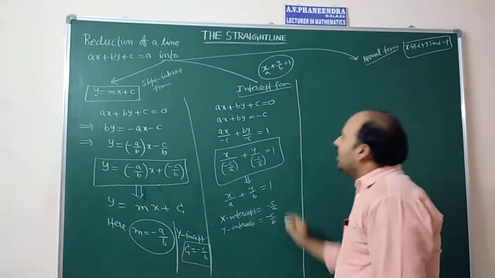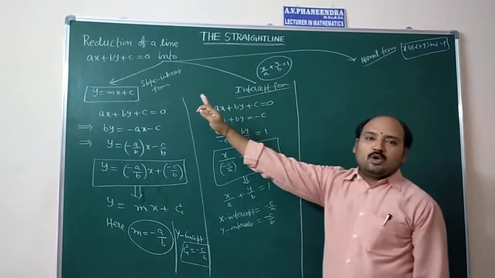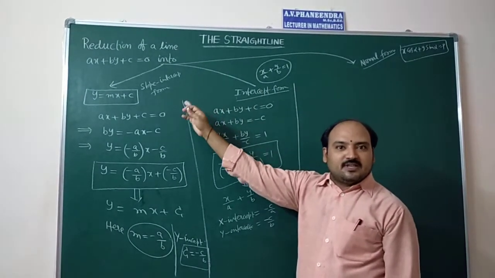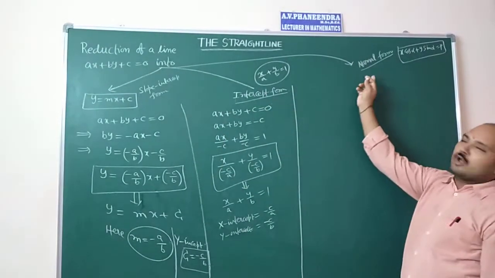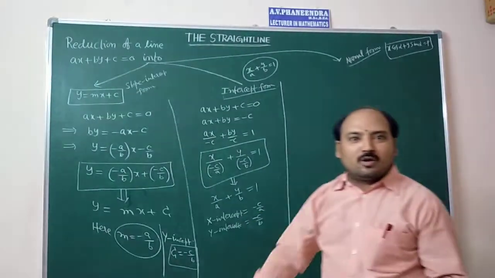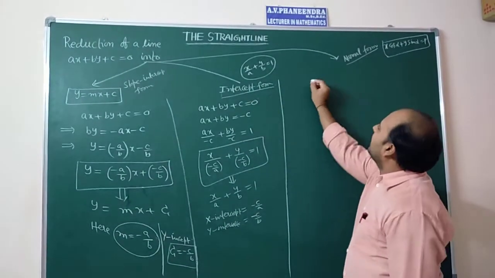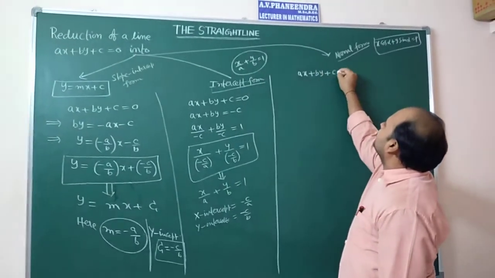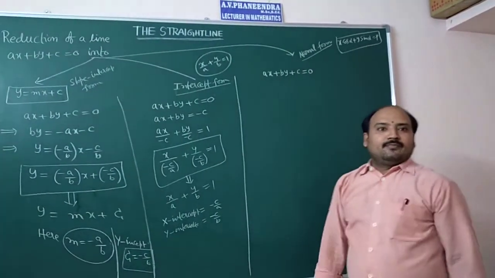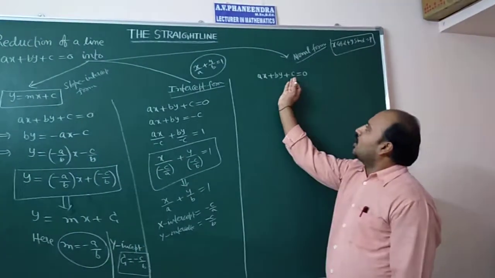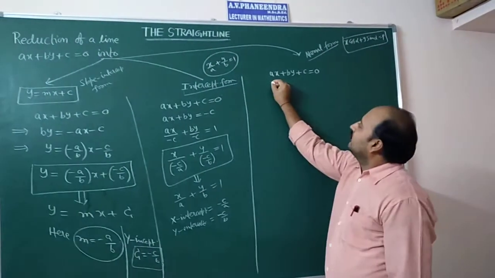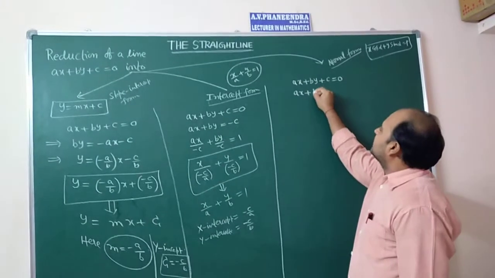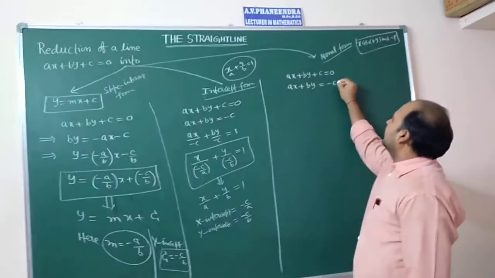Now come to the last one. The given equation ax + by + c = 0 reducing into normal form. This is very important, normal form. First, write the given line as ax + by + c = 0. After that, take the constant to this side, like in the previous method: ax + by = -c.